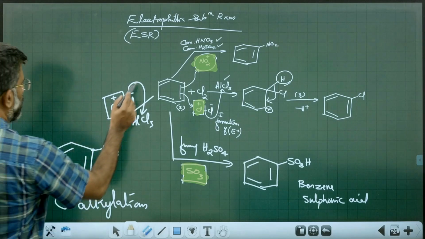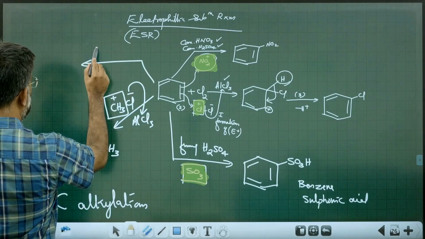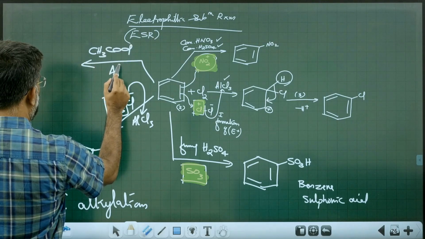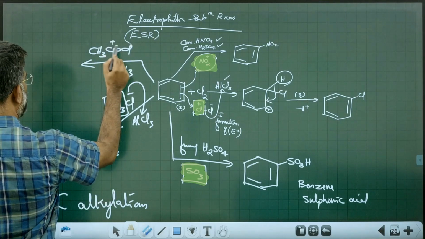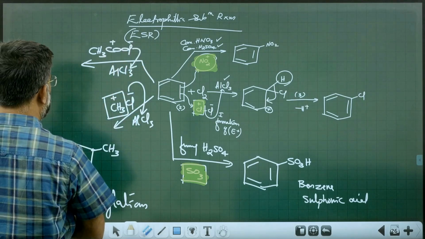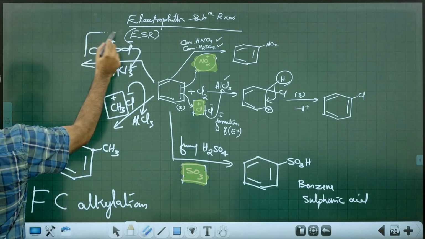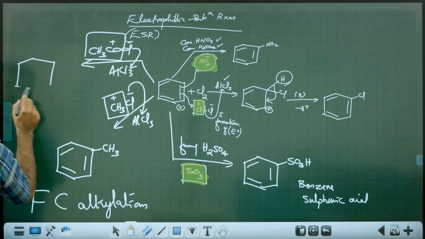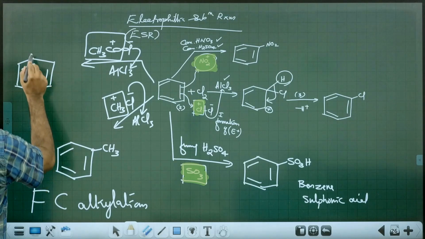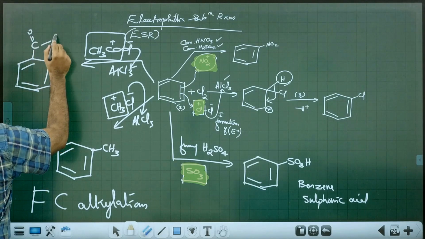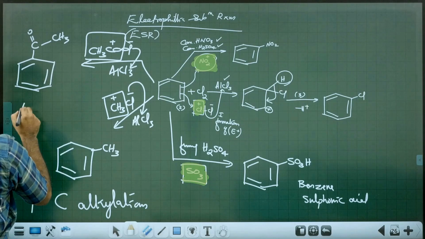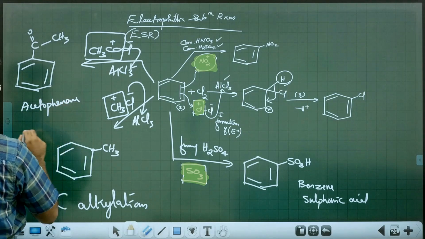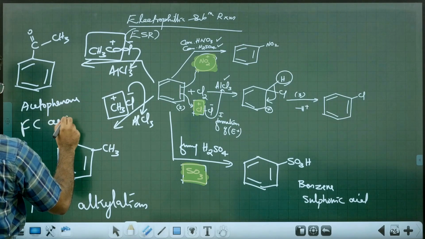Okay, another reaction is Friedel-Crafts acylation. It is treated with CH3COCl and AlCl3. You see this Cl minus again withdrawn by AlCl3. You get the acyl carbocation, and the product obtained is a ketone, an aromatic ketone. Acetophenone is the product, and that is Friedel-Crafts acylation.